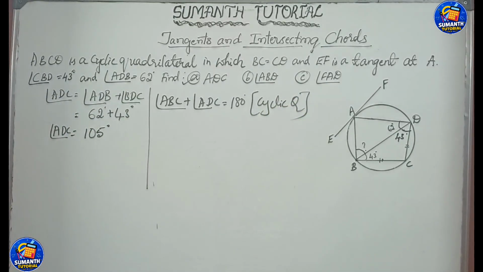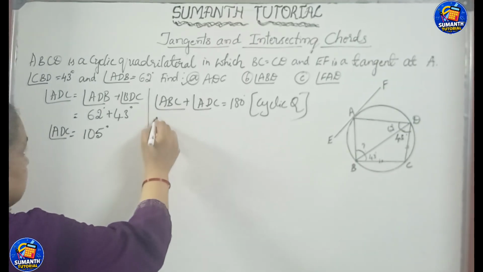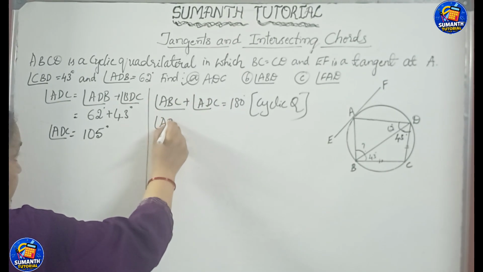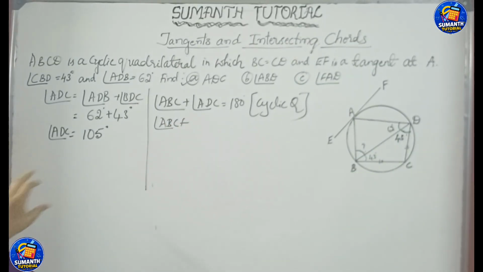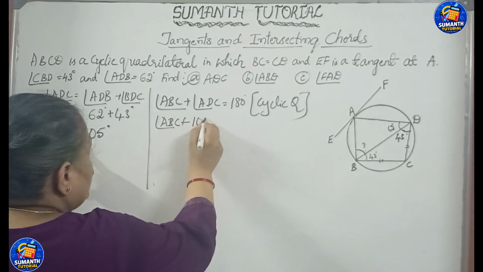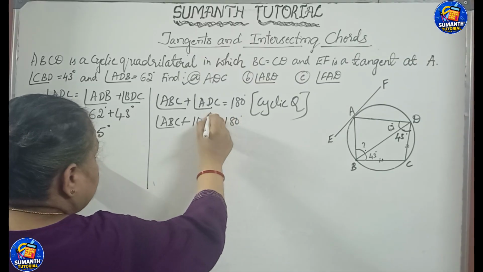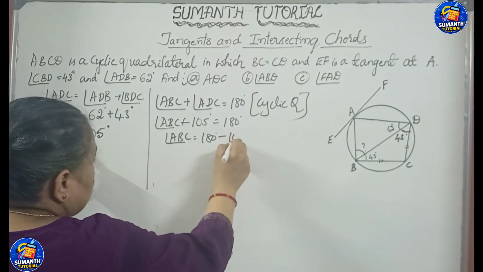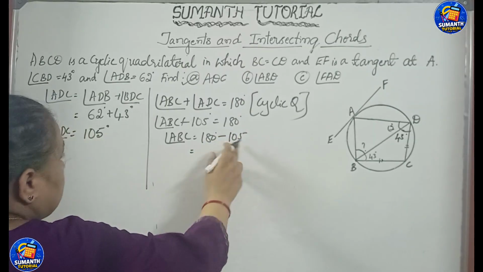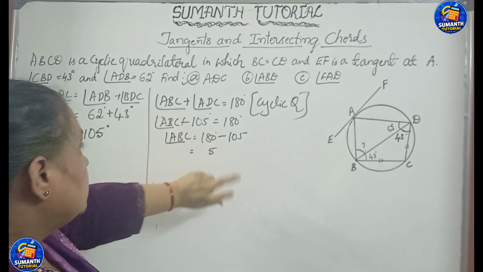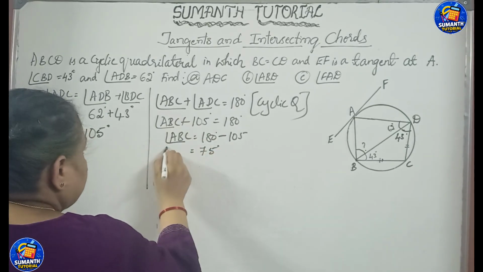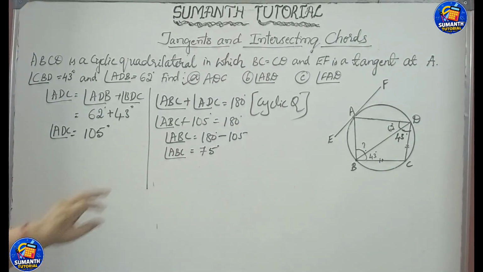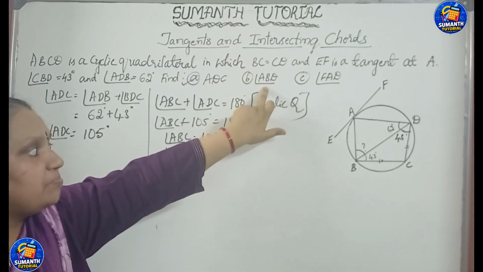What is angle ABC? We don't know. I'll write it as ABC only, plus what is angle ADC? It is 105 degree. 105 is equal to 180 degree. So angle ABC is equal to 180 minus 105, that is equal to 10 minus 5 is 5, 7. So it is 75 degree. Is this the answer for the second one? No. What we have to find? We have to find only the value of ABD.